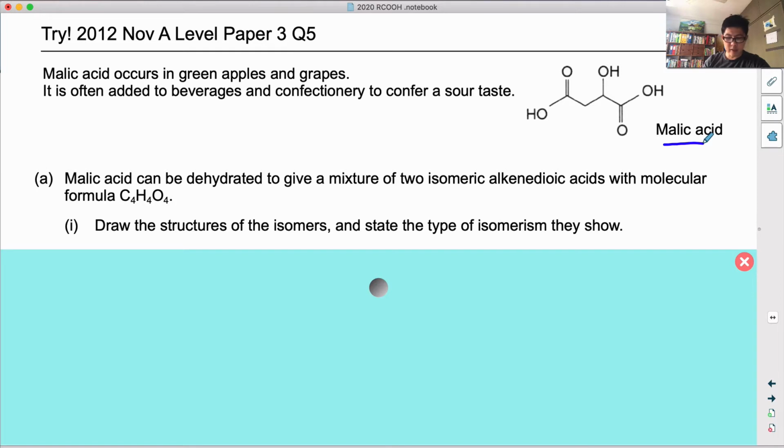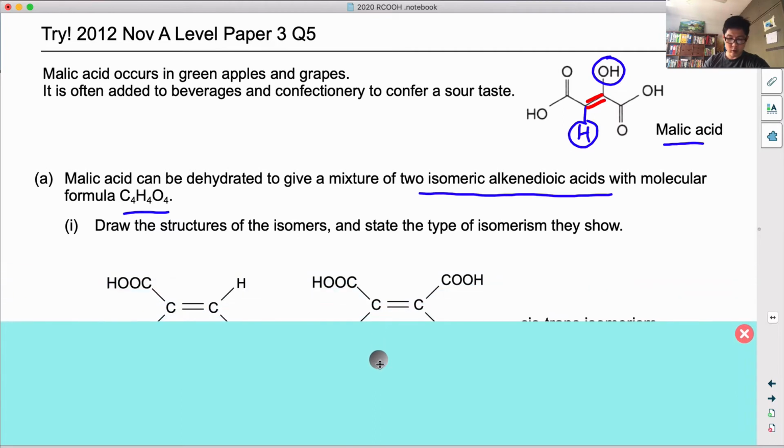It can be dehydrated to give a mixture of two isomeric alkene dioic acids with this molecular formula. If it's going to be dehydrated, it means you're going to take away water. I'll take away water from here, the OH from here and the H from here. So I guess this is where they'll form the double bond.